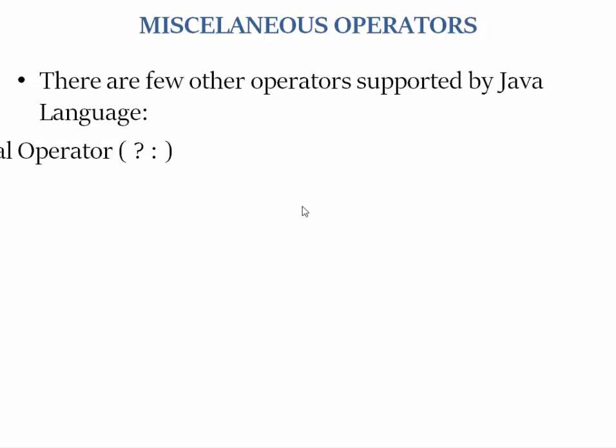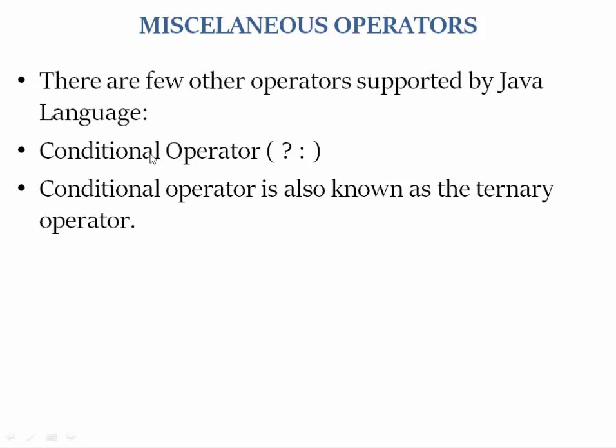First, we will discuss the conditional operator. The operator used as a conditional operator is this one, question mark and colon. This operator is also known as a ternary operator because it operates on three operands. That's why it is known as a ternary operator.